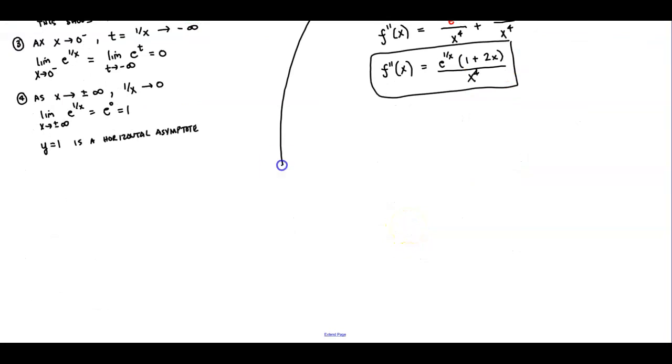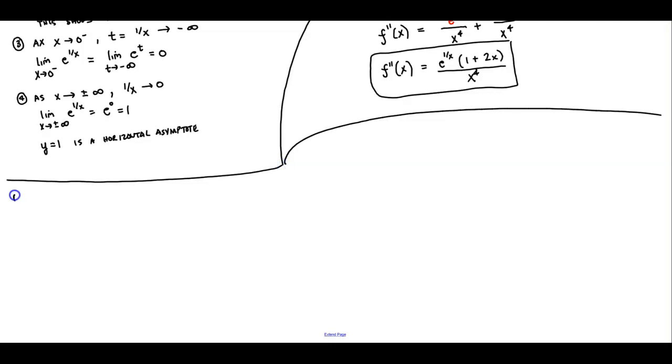So now we're going to take a look at finding the critical numbers. If we want to find the critical numbers of the function, or in this case, the critical numbers of the first derivative, we know that the first derivative, f prime of x, is equal to negative e to the 1 over x divided by x squared. Okay, so let's explore this.